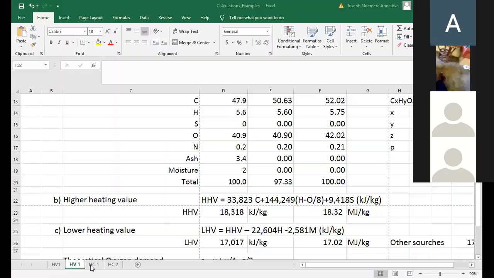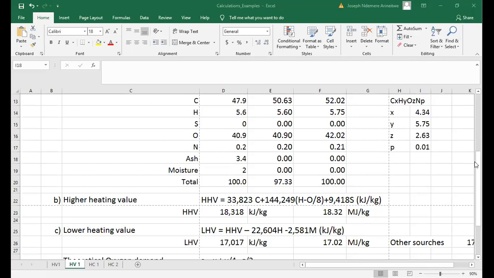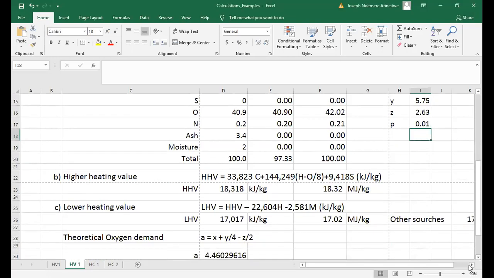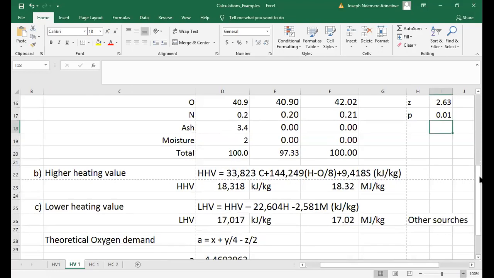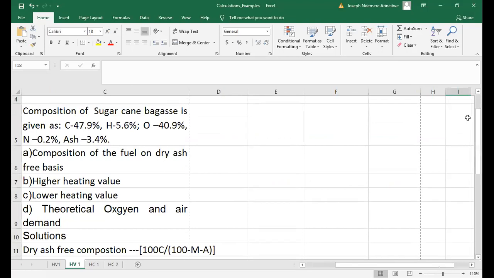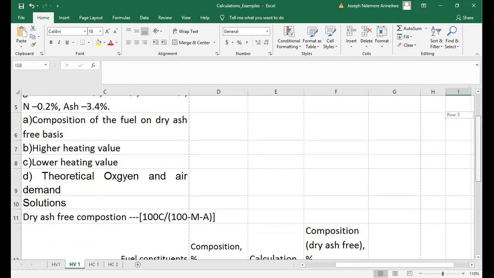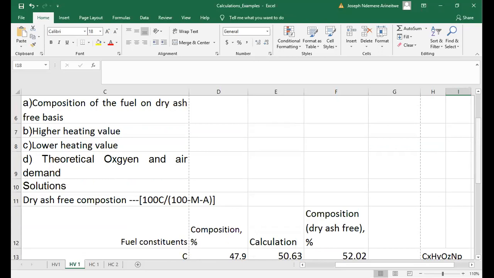Okay, so I can stop sharing now, and then we can go back to our calculations as we had them. So I will share again where we stopped. If you remember, we were discussing this number. So we started, if you remember, with the composition of sugarcane bagasse given as 47.9% carbon, 5.6% hydrogen, 40.9% oxygen. Then we have nitrogen as 0.2 and ash as 3.4. So we said we calculate the composition of the fuel on a dry ash free basis. We determine the high heating value and low heating values, and then the theoretical oxygen and air demands.